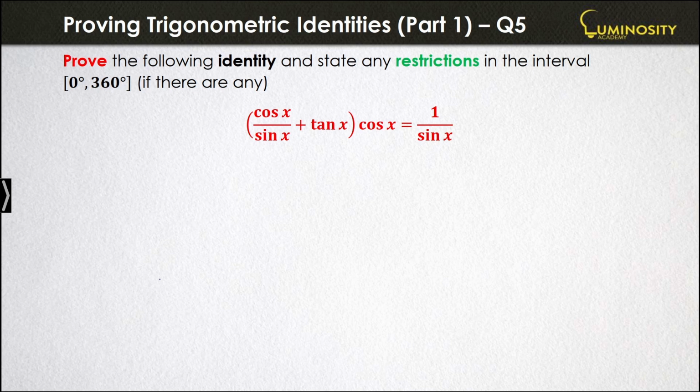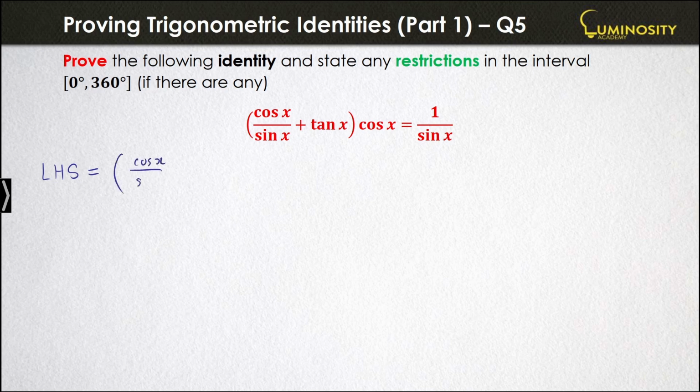Let's have a look at question 5. We're asked to prove the following identity and state any restrictions in the interval 0 to 360 degrees inclusive, if there are any. Okay, so I have a left-hand side and a right-hand side, and at first glance, the left-hand side definitely looks more complicated than the right-hand side. So my technique here is to start off with the left-hand side, simplify it algebraically using well-known trigonometric identities, and then show that it's equal to the right-hand side.